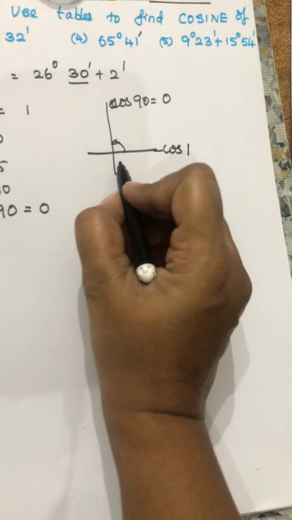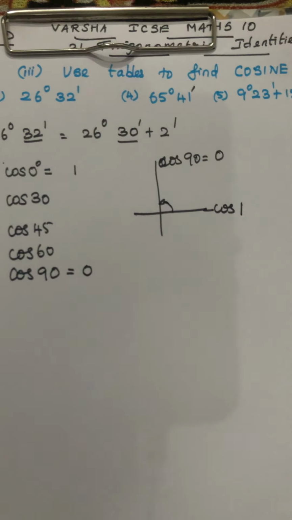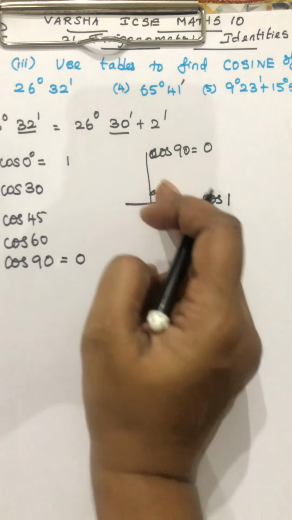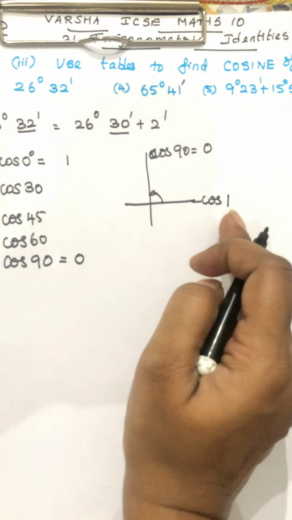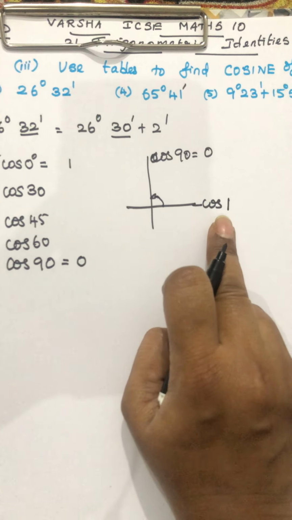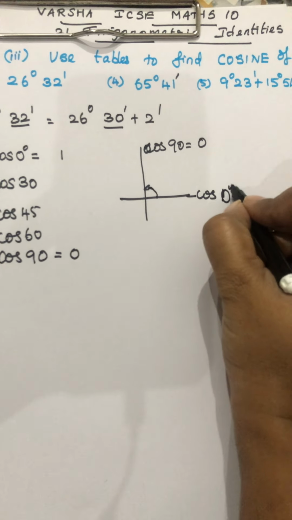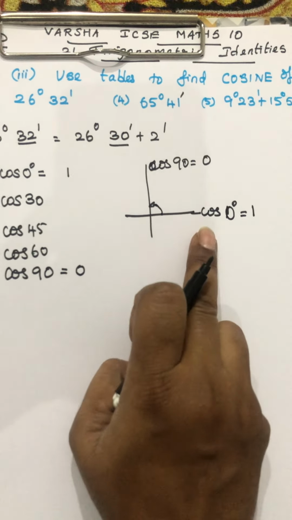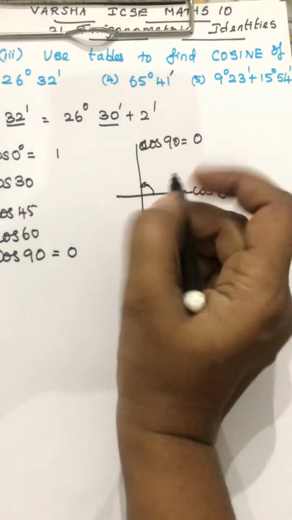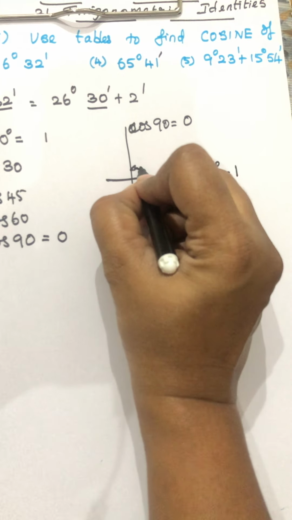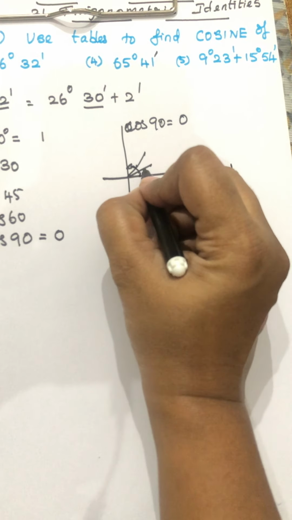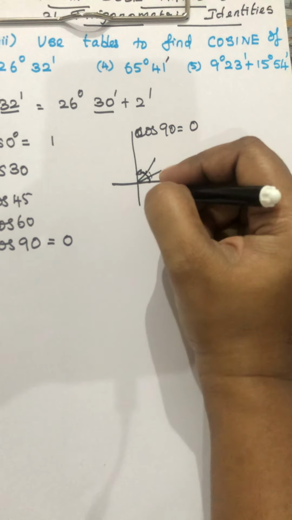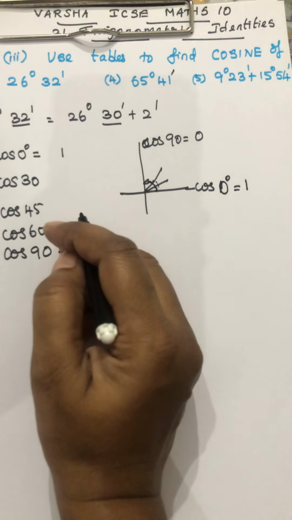Whereas for sin theta, as the angle increases the value also increases, but for cos it is reducing. For cos 0 degree the value is 1, so it reduces from 1 to 0. So we have to subtract the value to get the correct result. Okay, so that is what we are going to do.